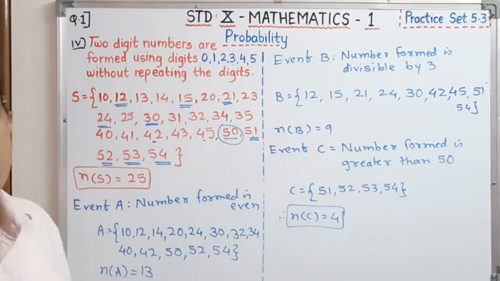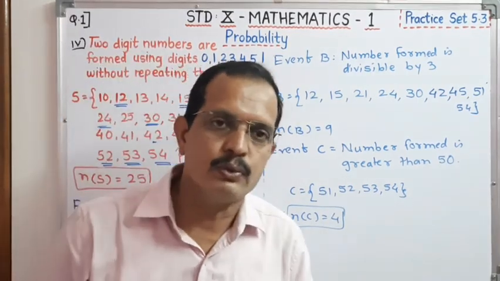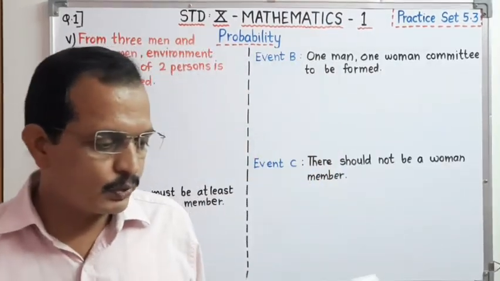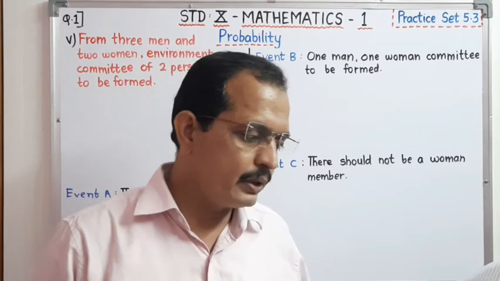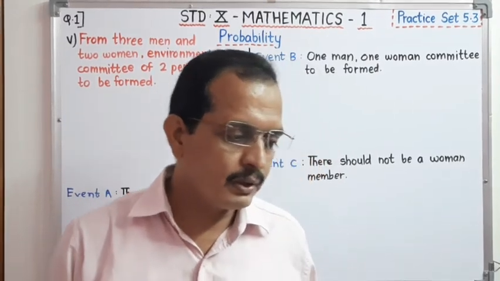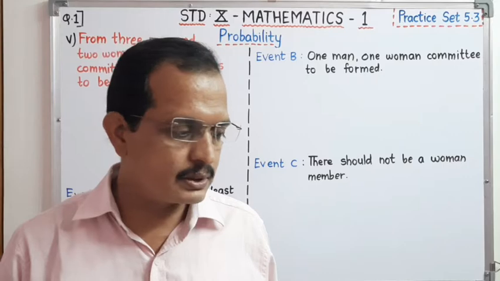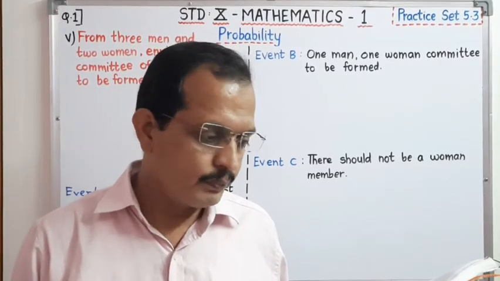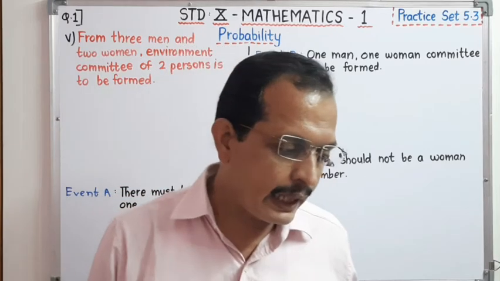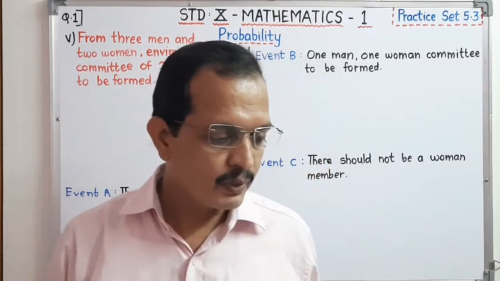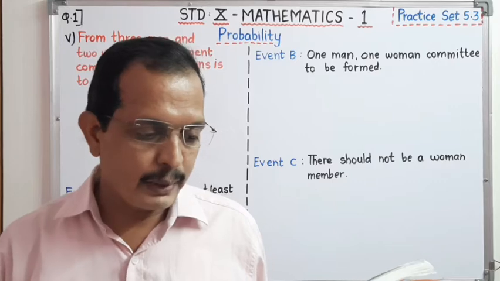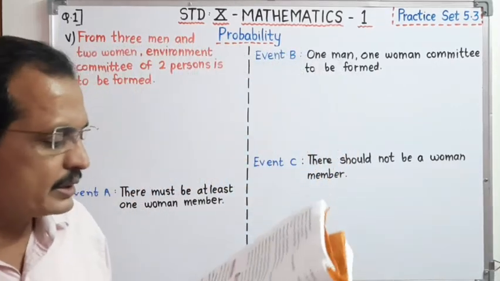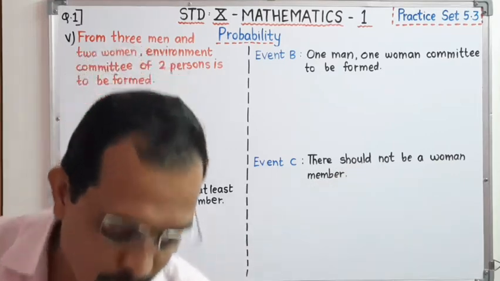Now dear students, we completed question number 4. Now we have to start with question number 5. See the 5th question. From 3 men and 2 women, an environment committee of 2 persons is to be formed. Condition for event A: there must be at least 1 woman member. Event B: a committee of 1 man and 1 woman is to be formed. And event C: there should not be a woman member.